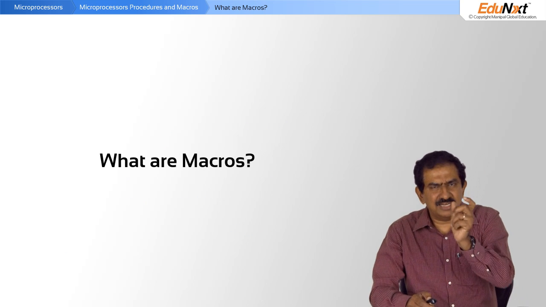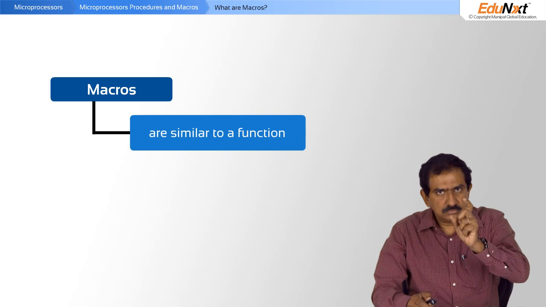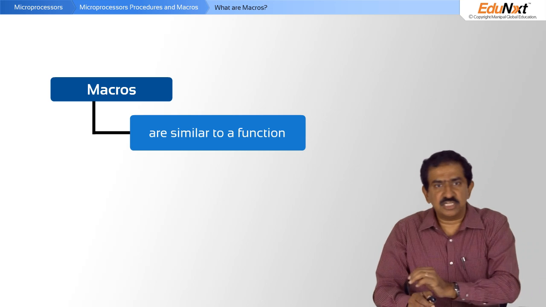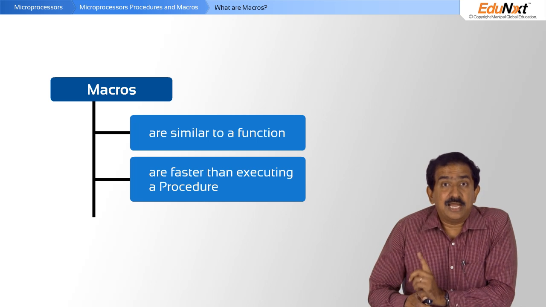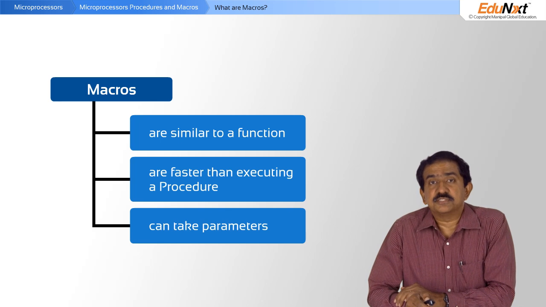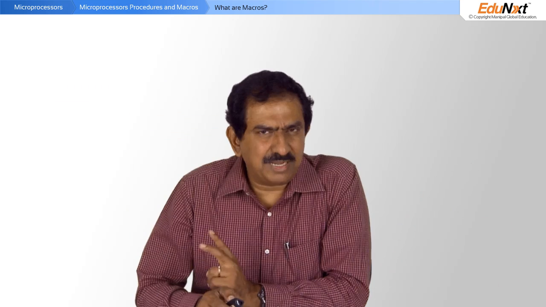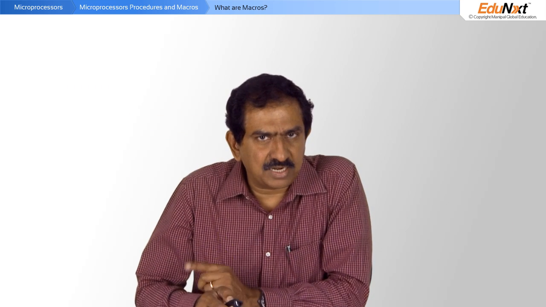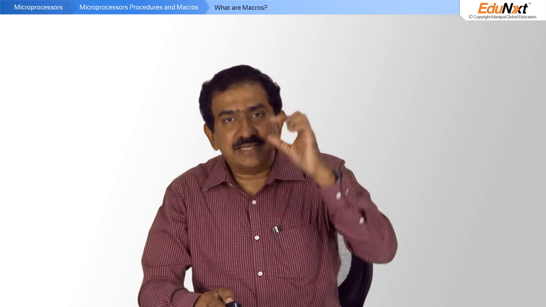So macros are a little different from procedures. Macros are actually more similar to a function than anything else. It is faster than executing a procedure, and macros can take parameters. Procedures cannot. That's the primary difference between macros and procedures. The two primary differences: one is it can take parameters, and the other one is that a macro will get inserted in the main program as often as you call it.